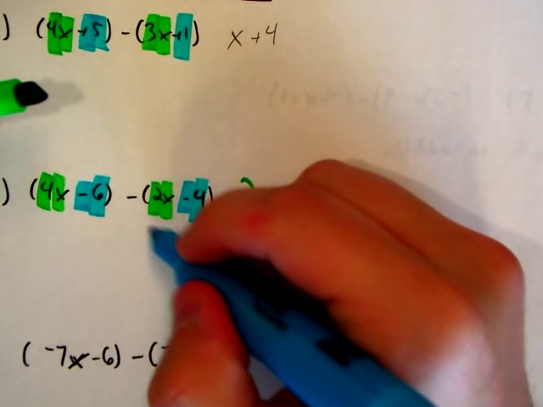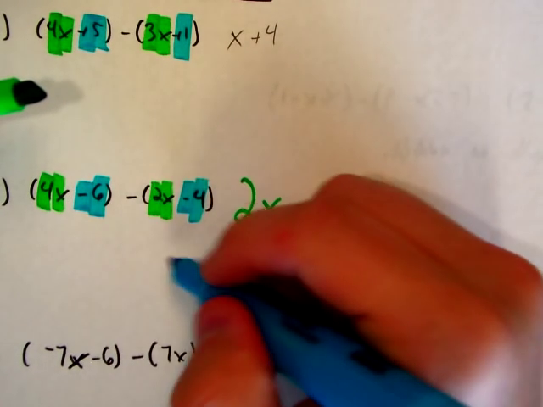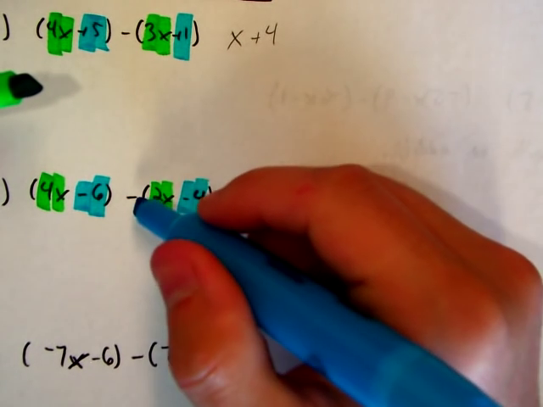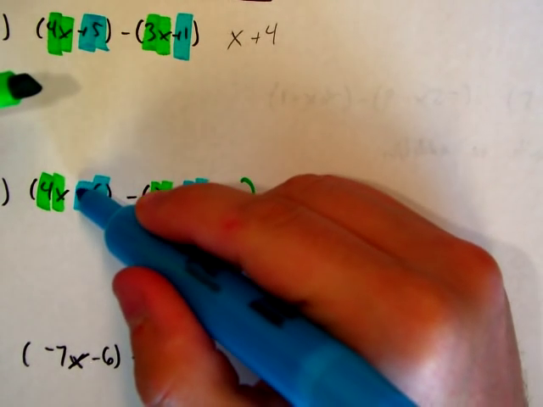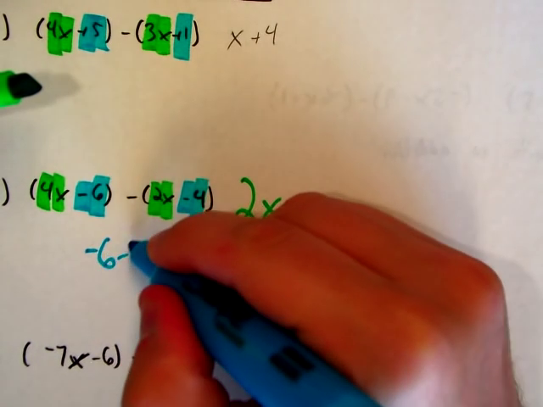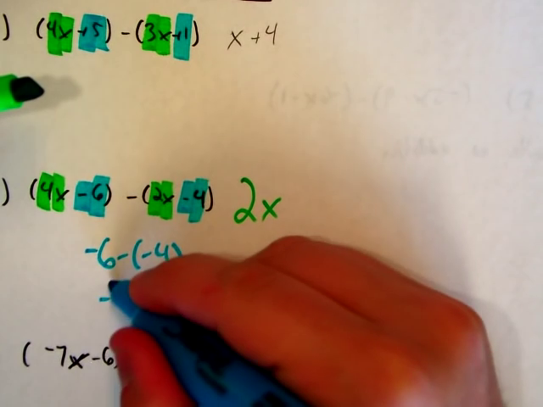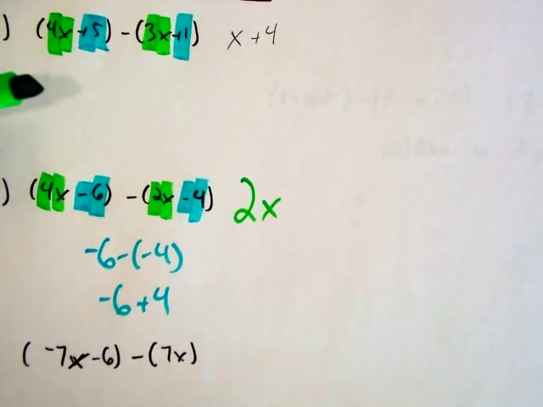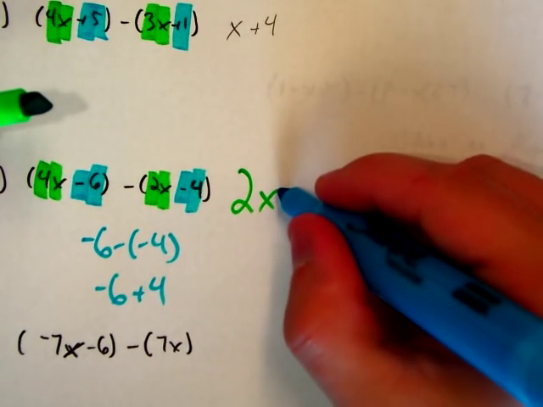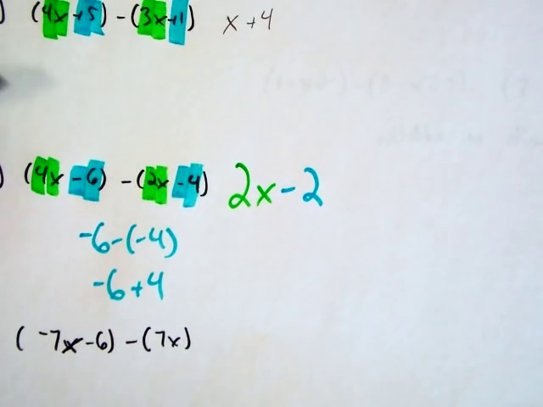Negative 6 minus a negative 4. That means we're going to add the opposite, if you recall from our integers chapter. Negative 6 minus negative 4 is the same as negative 6 plus 4. And if we look at this one, negative 6 plus 4, that's a minus 2.